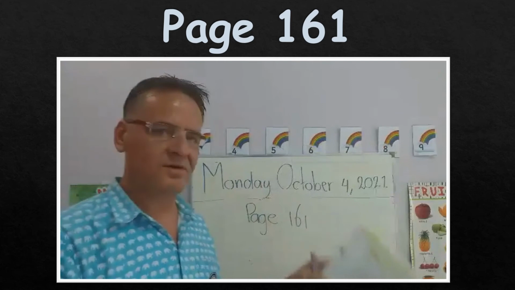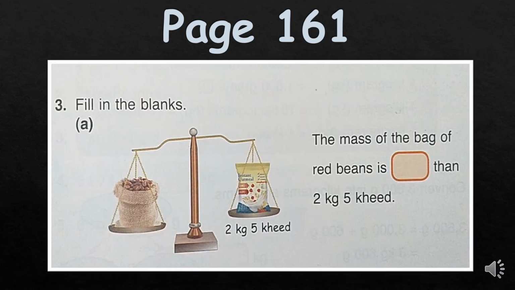Okay, let's have a closer look. So 3a and also 3b, you need to write the greater or smaller than sign. Now look at the scale. On the left there are beans. On the right, a big bag of cereal or oatmeal. The oatmeal weighs 2 kilo and 5 kg. Now look at the beans. Do the beans weigh more or less than 2 kilo and 5 kg? Right, they are more. So you write the sign for more than. Remember, if the sign points to the left, it is smaller. If the sign points to the right, it means greater.